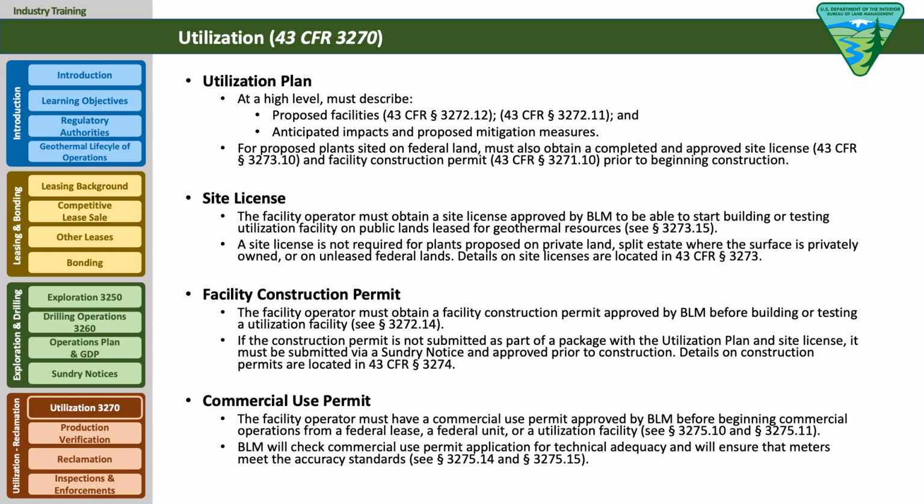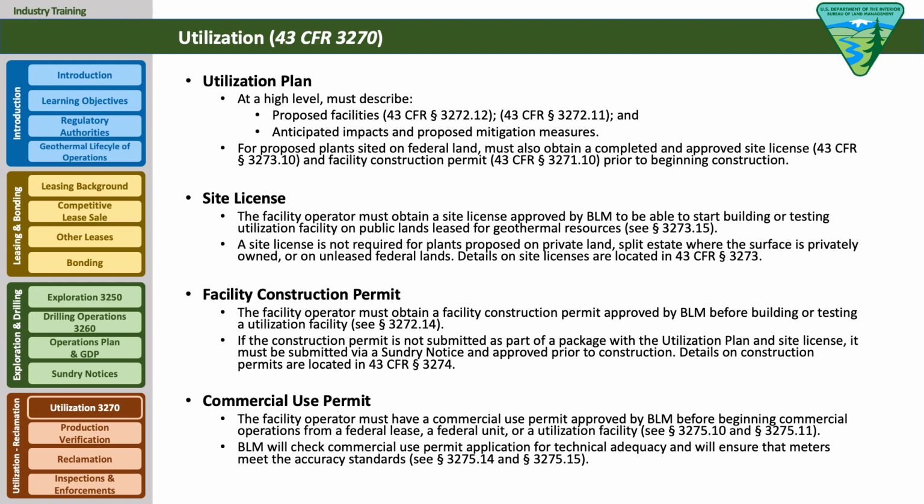At a high level, a utilization plan must describe the proposed facilities, anticipated impacts, and proposed mitigation measures. For proposed plants sited on federal land, the proponent must also obtain a completed and approved site license and facility construction permit prior to beginning construction. The facility operator must obtain a site license approved by BLM to be able to start building or testing a utilization facility on public lands leased for geothermal resources.